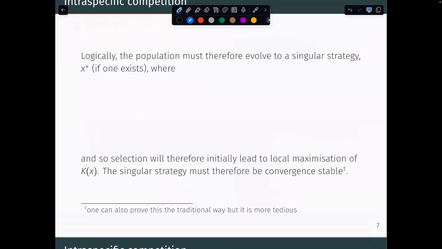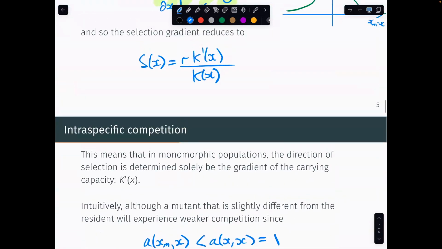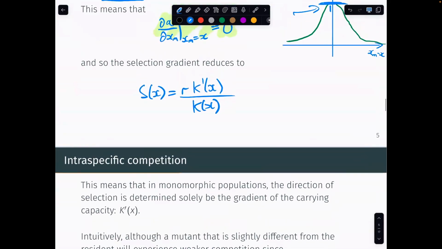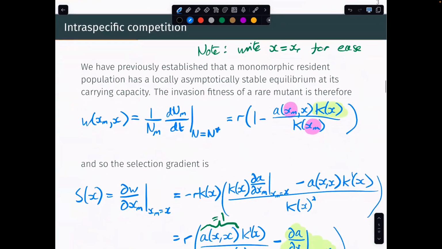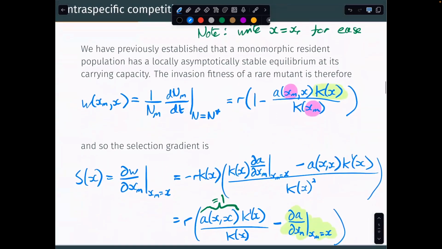Sorry, yes. I just had a question about K of X. Earlier you mentioned that we said it was constant while we were looking at the invasion fitness. Yes, K of X is constant here with respect to this derivative of XM. So when I said that this was constant, we can treat this as a constant because we're taking the derivative with respect to XM. Right. But K of X is not a constant function, it's just not a function of XM. So yeah.